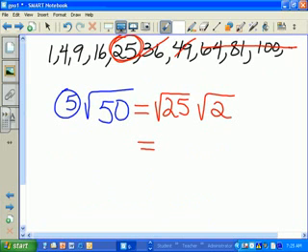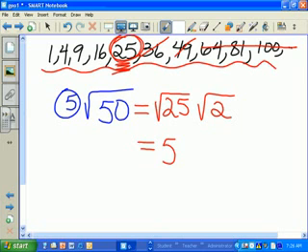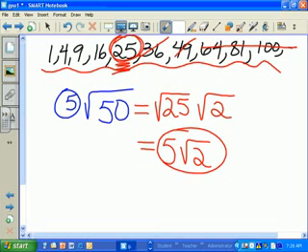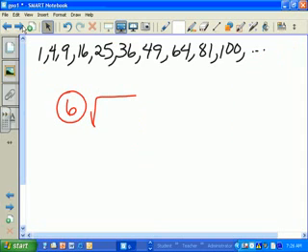Now, what is the square root of 25? That's a perfect square, isn't it? What number times itself is 25? 5. Now we have to deal with the square root of 2. Do you see that on our list of perfect squares? Not there, so all we do is write square root of 2, and you're finished. And then what should we put if we want to be mathematically proper? Plus or minus out front. Good, let's do another one.